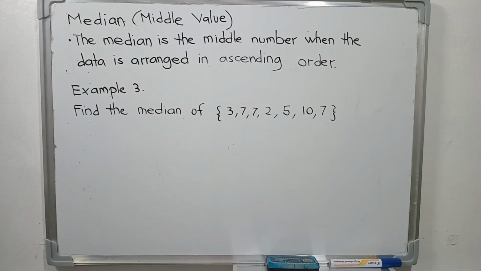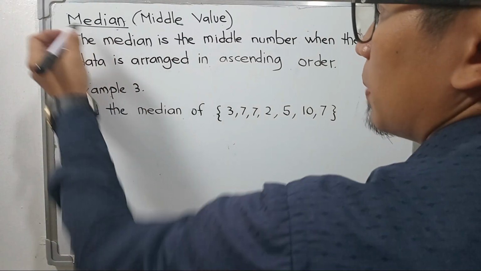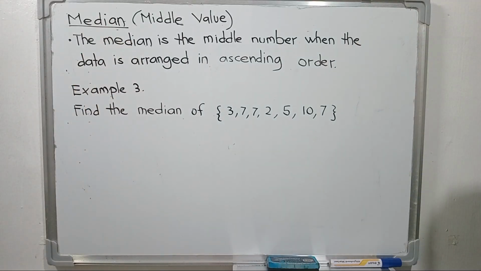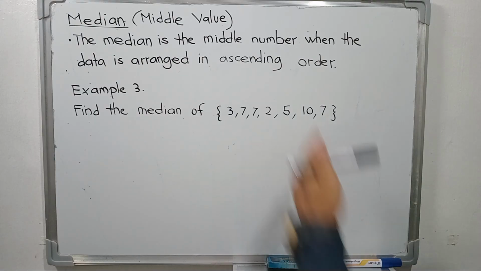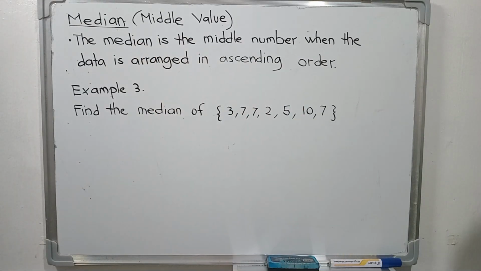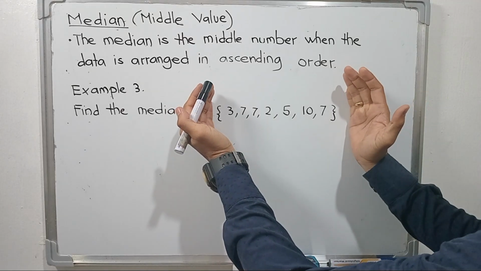Now let's proceed to the second type of measures of central tendency, which is the median. The median is also the middle value. So we have here our definition: the median is the middle number when the data is arranged in ascending order. Let's have example number 3. Find the median of this data set.